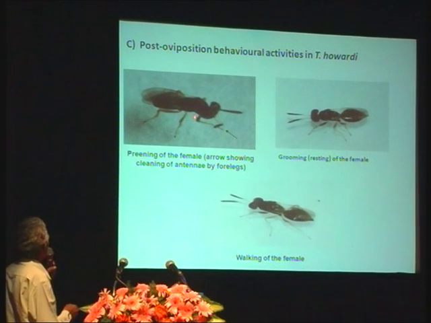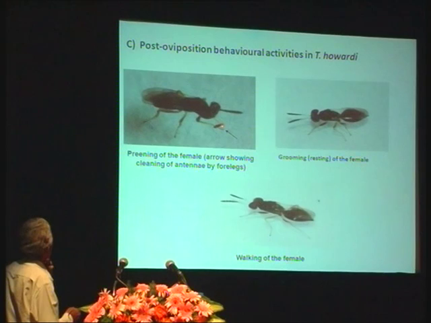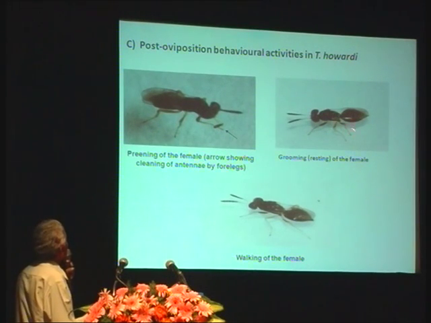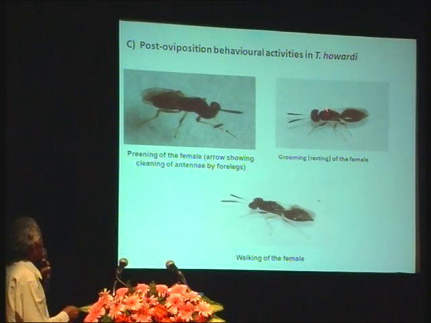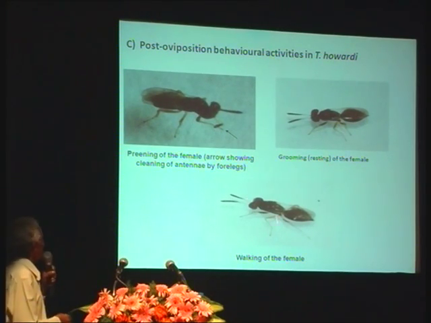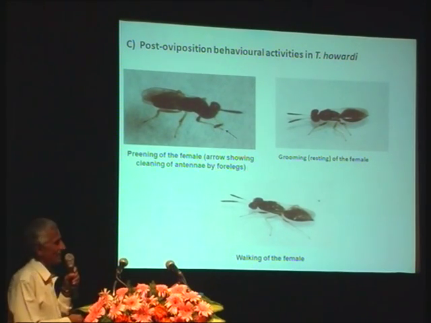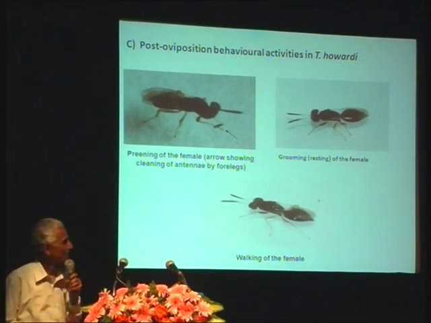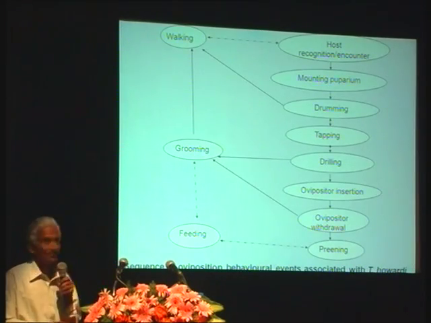Then after performing the pre-ovulation and oviposition, this is the post-ovulation activity. So it cleans its antenna using one of its forelegs. That's the antenna cleaning, and then it starts grooming. This is nothing but resting, and then it walks off. So that's the walking activity. That's the last activity to be performed.